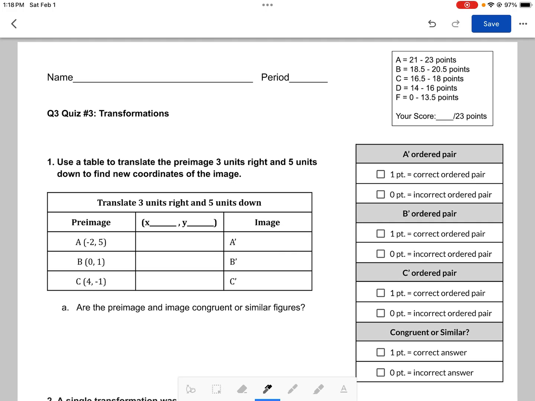Hi friends, we're going to talk about our transformations quiz from Friday. So if you have your transformations cheat sheet handy, you might want to have access to it.